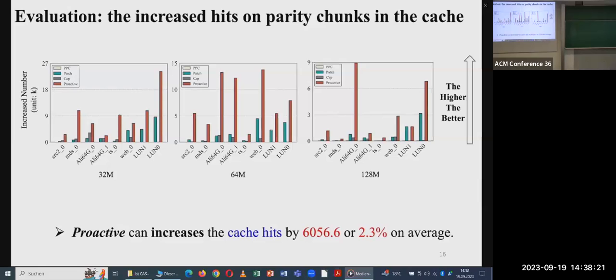The primary goal of parity cache management is to increase the number of hits on parity chunks in the cache, indicating these parity chunks are not flushed to the underlying SSD device. Thus, the number of cache hits is used as an indicator of cache use efficiency, where a larger number implies higher efficiency. In the figure, the y-axis is the increased hits compared to baseline, and the x-axis is different workloads. It is clear that Proactive performs the best, and can increase the cache hits on parity chunks by an average of 6,056.6, or a percentage of 2.3 on average.